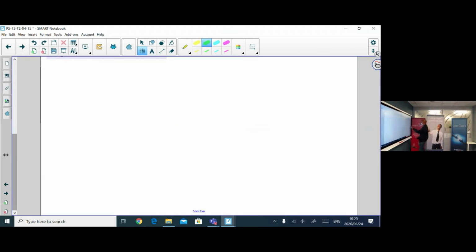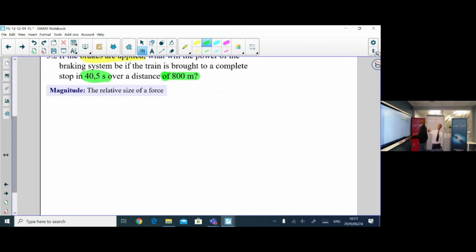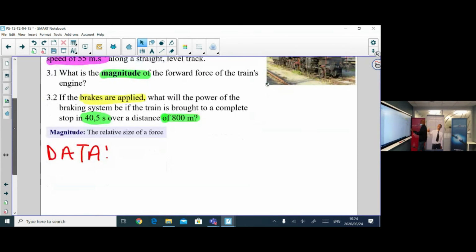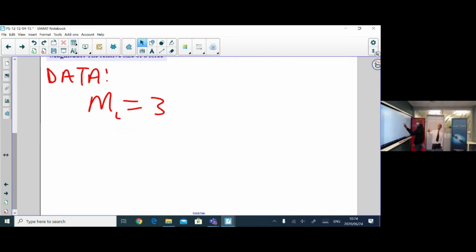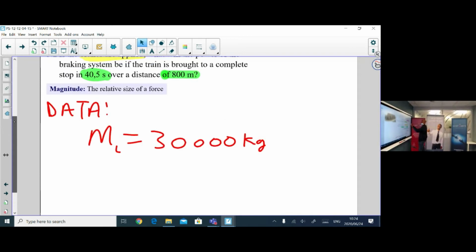First and foremost, we have to write down the given as data. You have to say my data. You have to collect it and put it there. We have the mass of the locomotive, which is M, let me say M sub L for locomotive, which is equal to 30,000 kilograms. And what else?